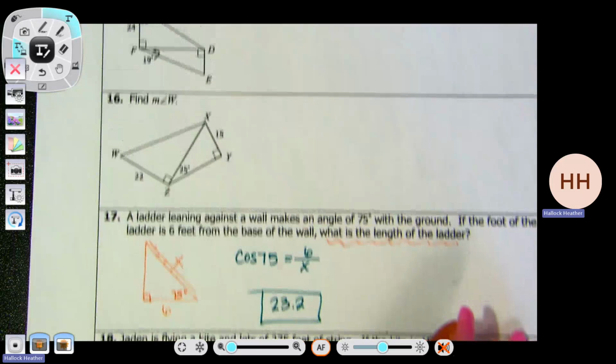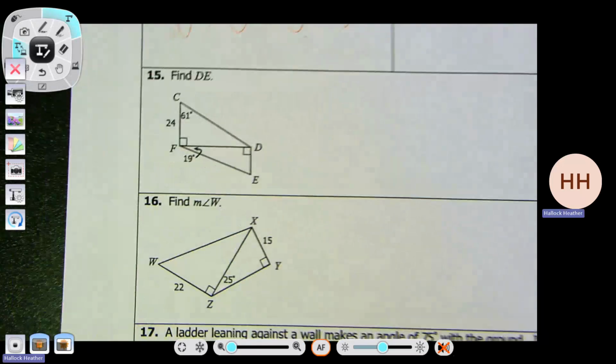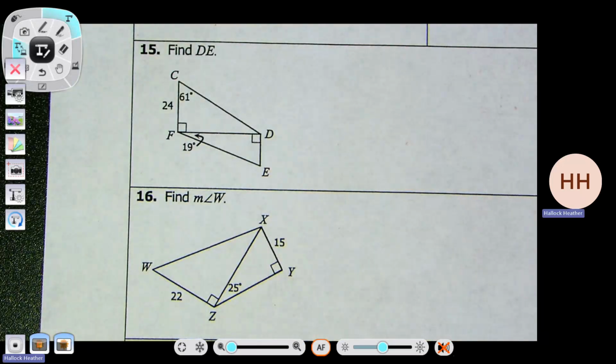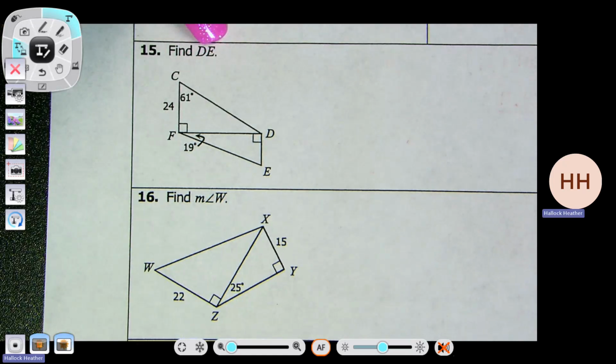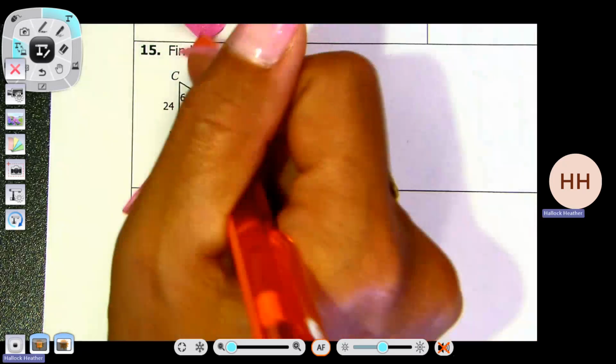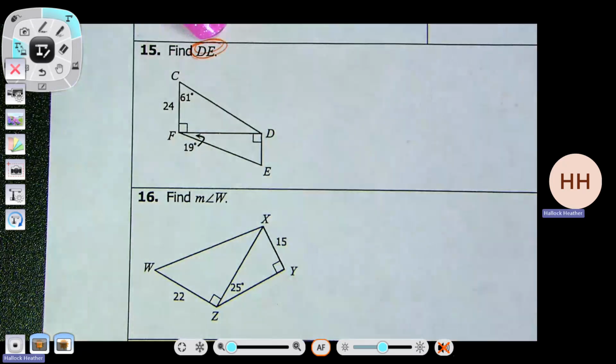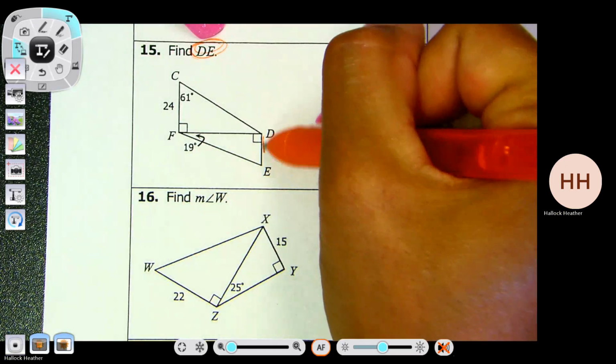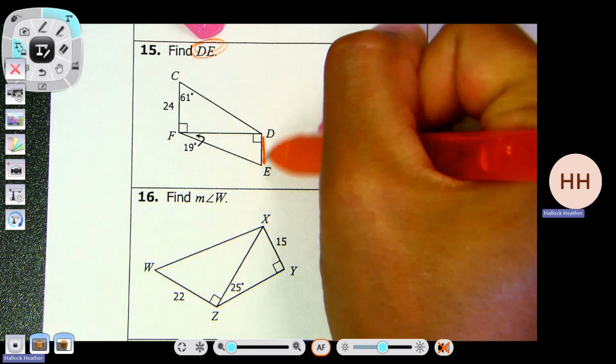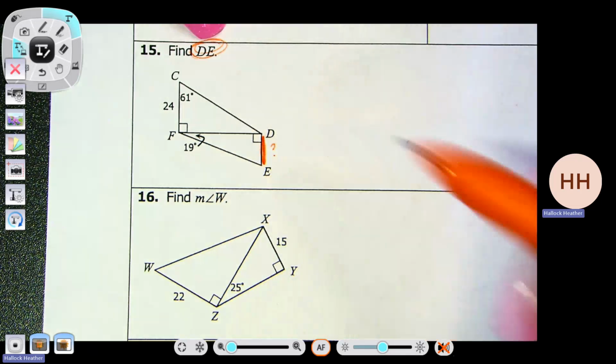Okay, so let's start with 15. 15 wants me to find DE. Is that an angle or a side? That's a side. So we're trying to find the length. That's my end goal. I need to find that thing.